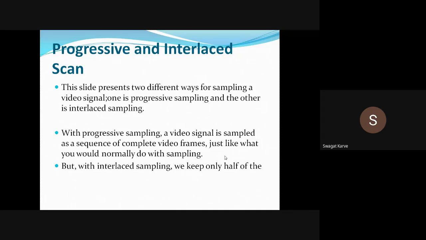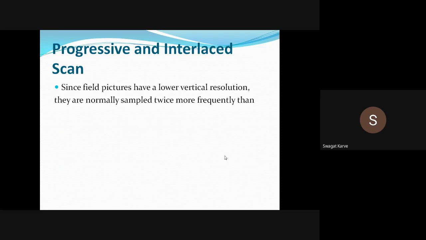But with interlaced sampling, now what is the difference in interlaced sampling? In interlaced sampling, we keep only half of the information in a complete frame each time, right? We keep only half the information out of the complete frame. Now, in progressive and interlaced scan, since the fields have a lower video resolution, they are normally sampled at twice the frequency. बरोबर.